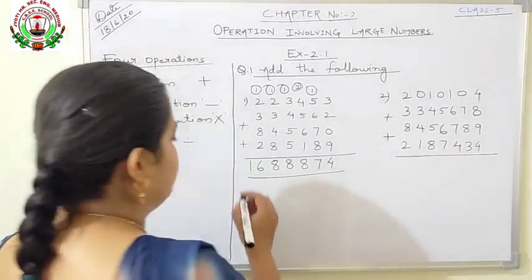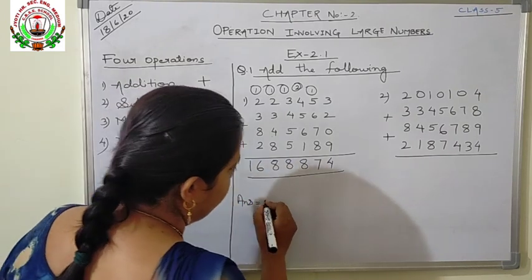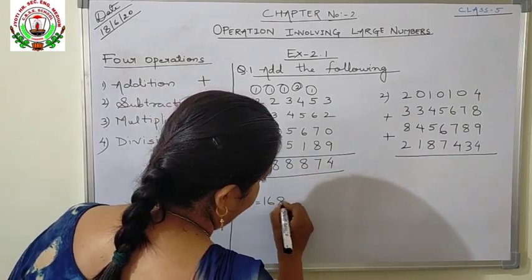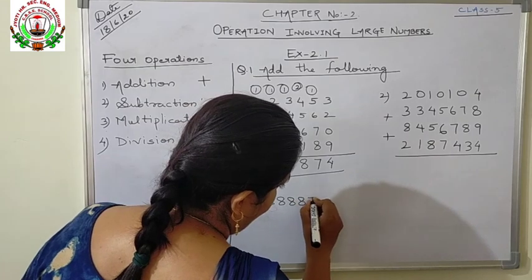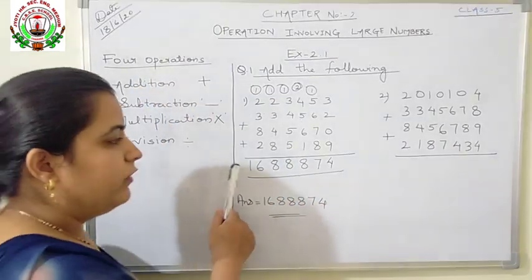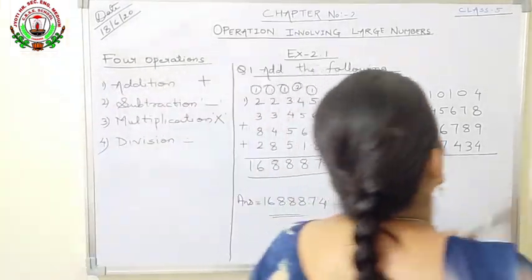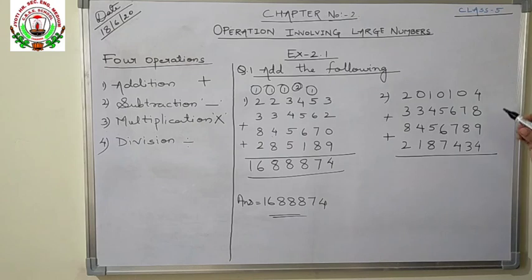After solving the question, you have to write the answer like this. Answer is equals to, like this. You have to solve the question and write the answer. Okay, now moving on to our question number 2. This is also add the following number 2.